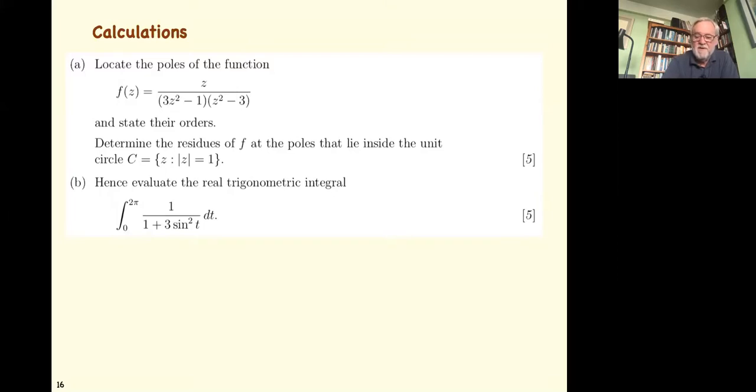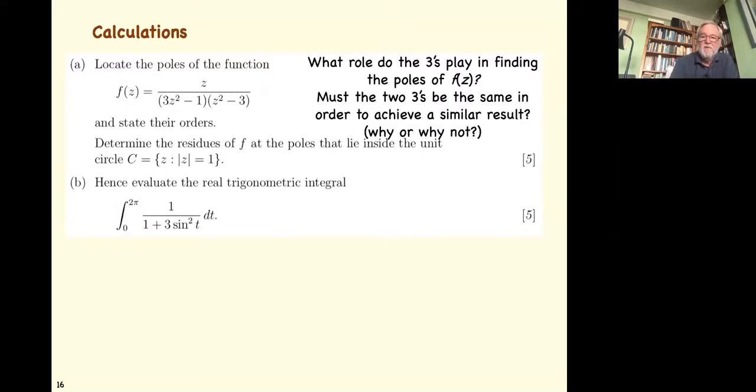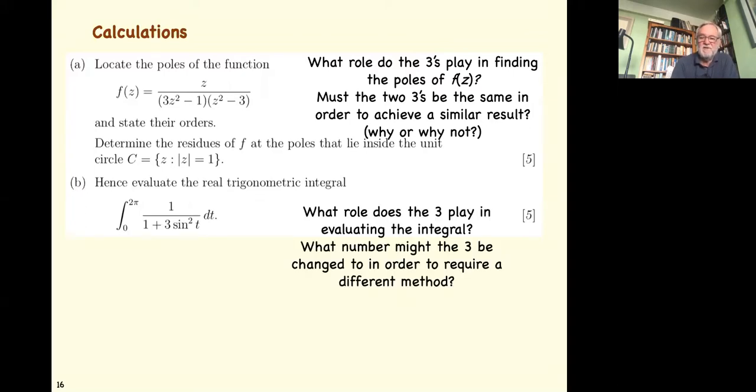So what occurred to me to do would be to say, what role do the threes play in finding the poles of f of z? Must they be the same? Why or why not? And for part B, what role does the 3 play in evaluating the integral? And what number might the 3 be changed to in order to require a different method of finding the integral? Seems to me that's probing.